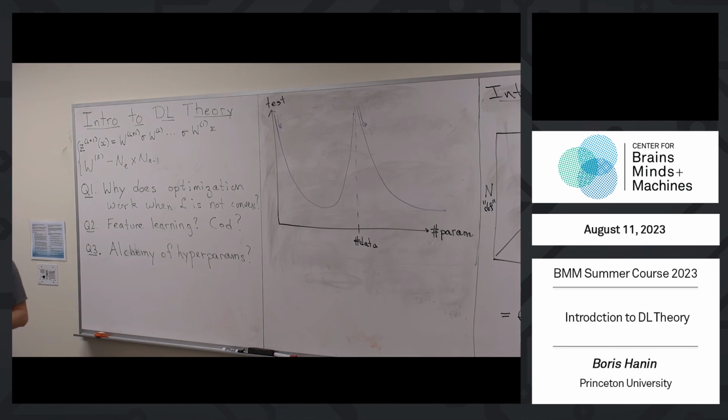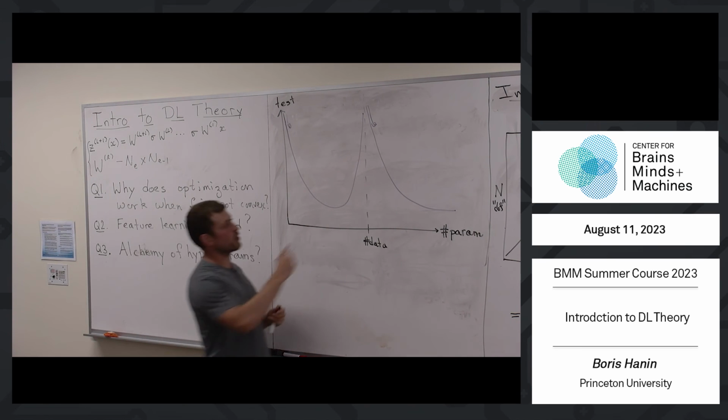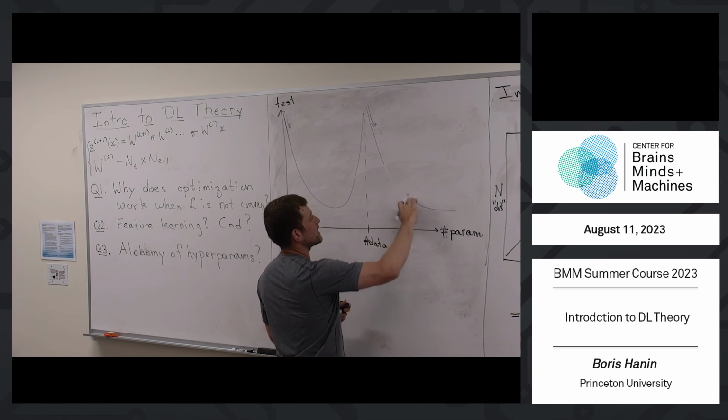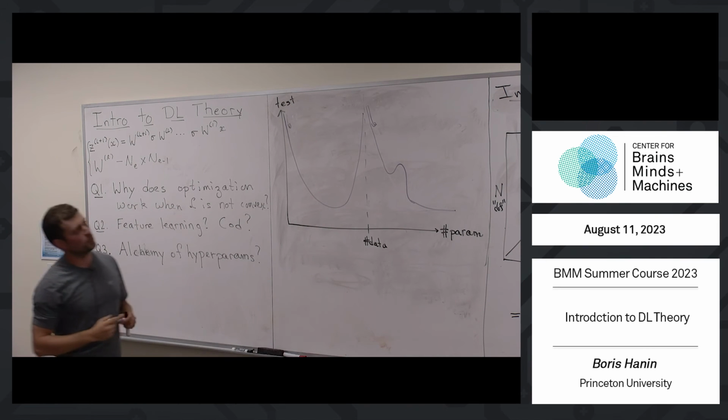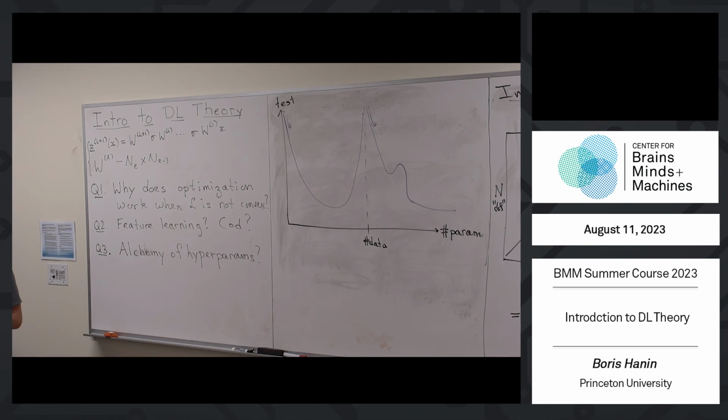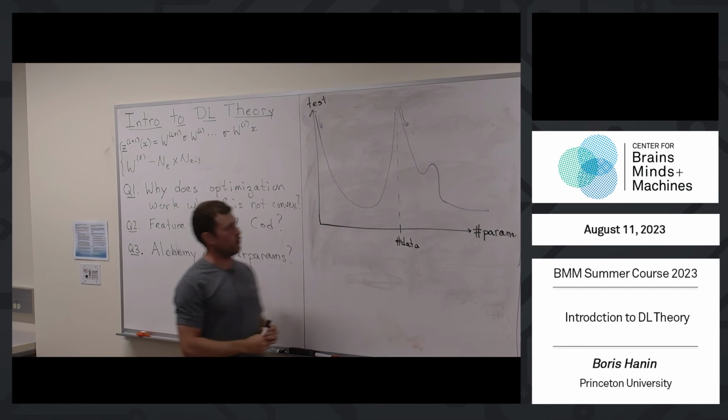OK, that's all they mean. The truth is things can be more complicated. In some models, you can actually see and prove that there are other kinds of intermediate behaviors, but let me leave that aside. Multiple descent, whatever.